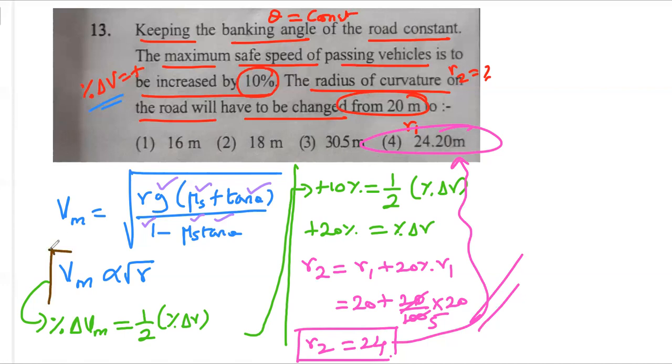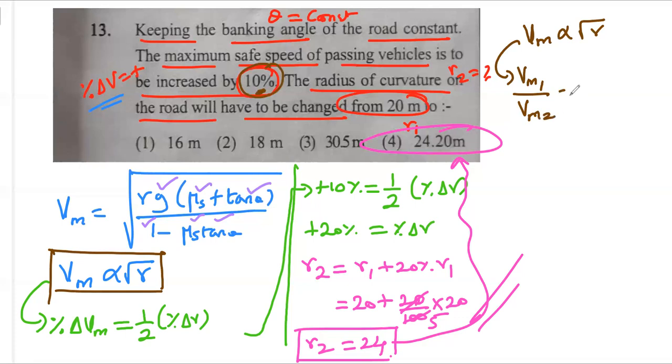I can continue from here. Vmax is proportional to root R. If the error is small, like 10%, this method is fine. But if it is 50%, 40%, 70%, then this method will have a huge error. Don't use it; go for the direct approach. Whenever you have proportionality, you divide to get the answer. Vmax1 by Vmax2 is root of R1 by R2.